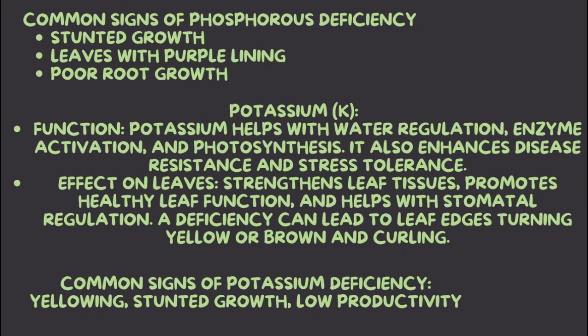So now potassium, which is symbolized by K. Don't be fooled, phosphorus and potassium are two different minerals. Phosphorus is P, potassium is K. Its function is that it helps with water regulation. The effect on the leaves: it strengthens leaf tissues, promotes healthy leaf function, and helps with stomata regulation, and a deficiency can lead to leaf edges turning yellow or brown and probably even curling up. So common signs of it: yellowing, stunted growth, and low productivity within the plant.